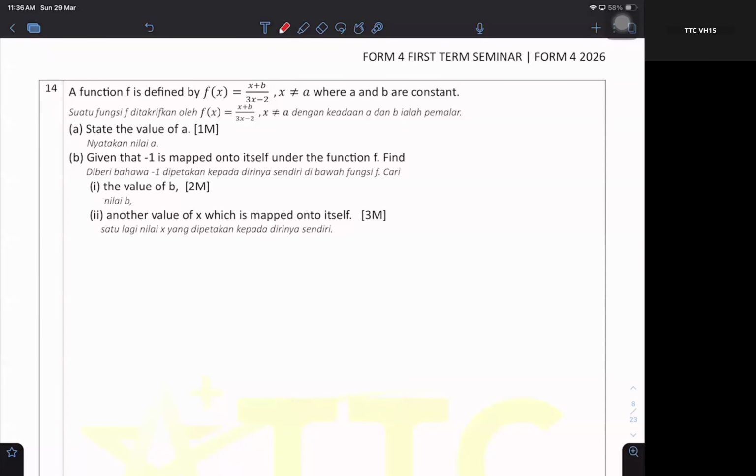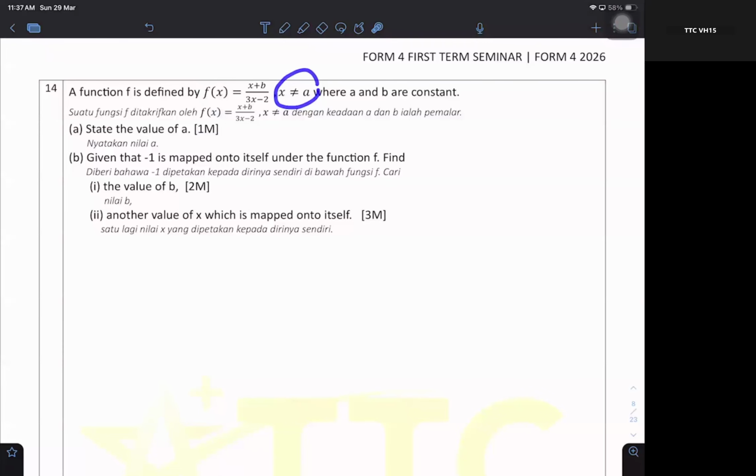Okay, question 14. Given the function f(x) is this, and x cannot equal a, state the value of a. Where is a? A is here, right? Now, you think like this. The question says x cannot equal a, right? Think. What's the reason? Why is it that x cannot equal a?